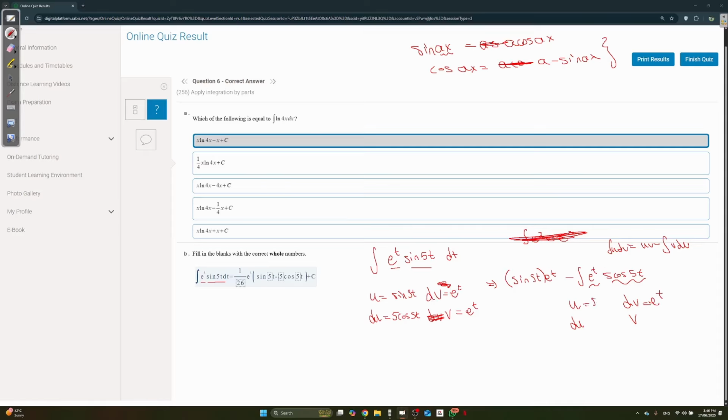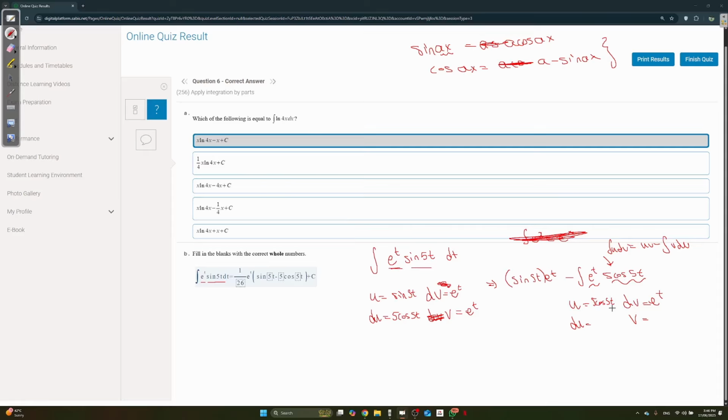So over here you have 5 cosine 5t. You're not allowed to put e to the t now as my u. No, never. If you're continuing and you have to do another by parts, so you did by parts and you ended up with another integral that needs to be done by parts, you need to do the same u and dv. Although now you have 5 cosine instead of sine, but my point is you can't have e to the t as your u now.